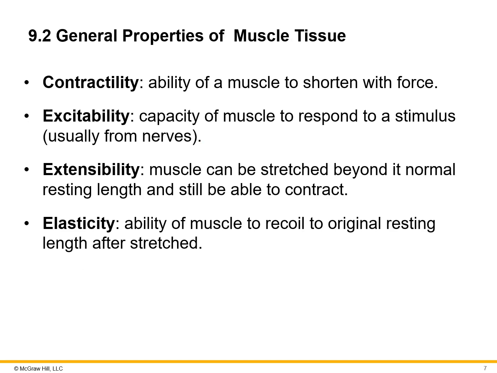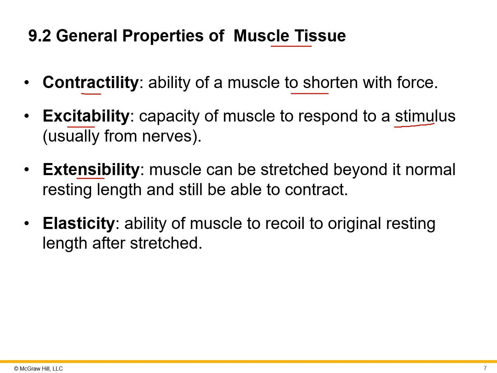Now the general properties of muscle tissue. So muscle tissue can contract. Again, that's something we would normally think about, and contraction just means the muscle can shorten with force. We'll talk about how exactly that happens. It's excitable, just meaning that it can respond to stimuli, which is typically nerves, whether it's the autonomic nervous system or not. Neurotransmitters get released from the nervous system, and it activates that muscle tissue.